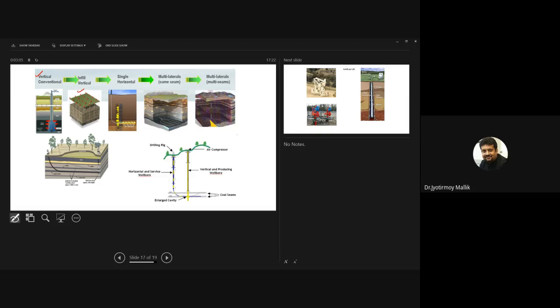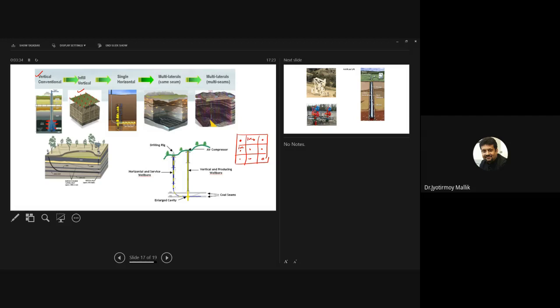So, what is the grid pattern? Say, for example, this is my total area which needs to be drilled. I divide the whole area into a number of grids of maybe 500 meter by 500 meter or a kilometer by kilometer. So these are 1 kilometer by 1 kilometer grids, and in each grid I drill a well, so that I can ensure that there is plenty of coal bed methane I can extract.